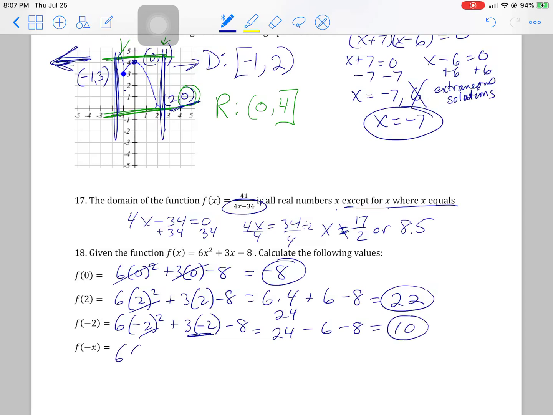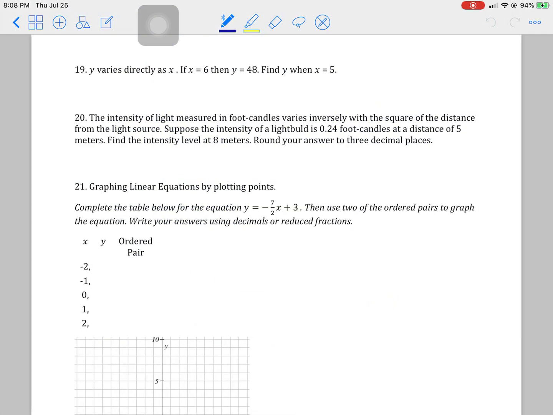And then this one's a little strange, I know. Just stick with the plan here. All right, a negative x times negative x is a positive x squared, so 6x squared. This right here is going to be a negative 3x and minus 8, and that's all you can do with it. Okay, let's try number 19.